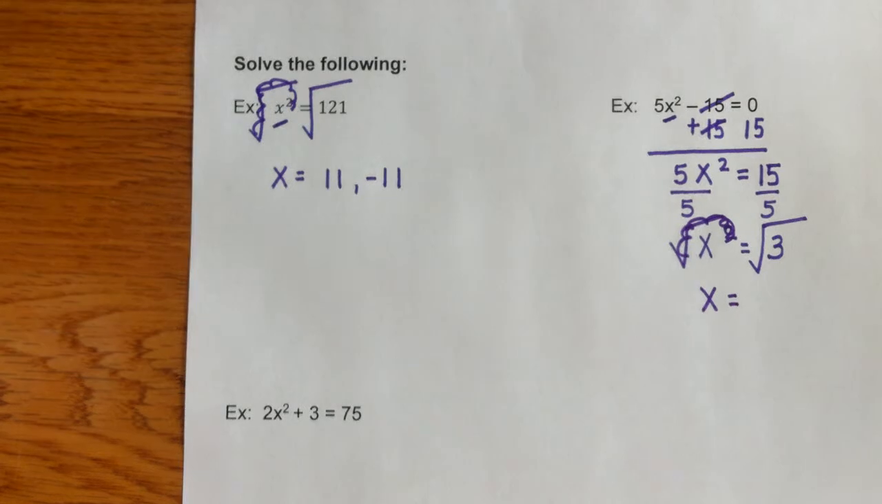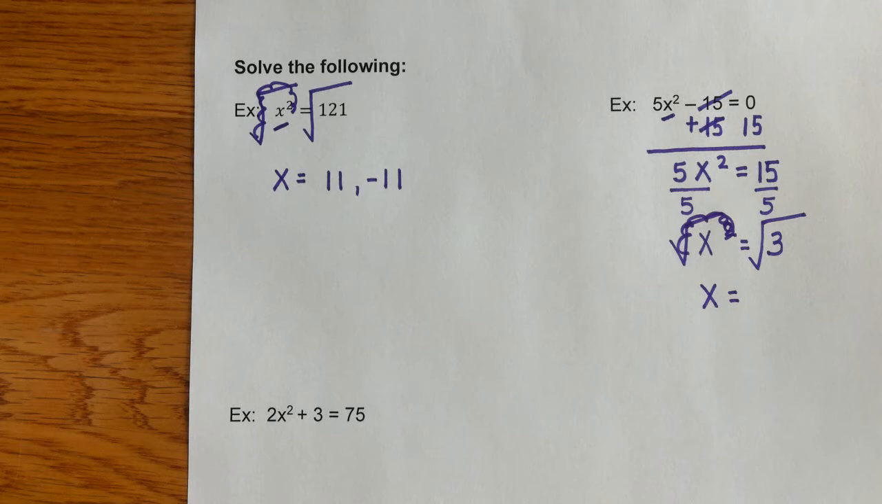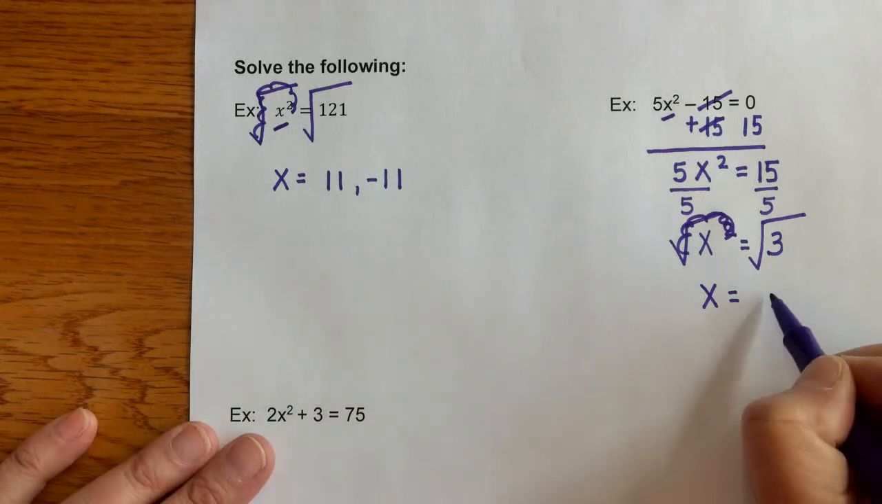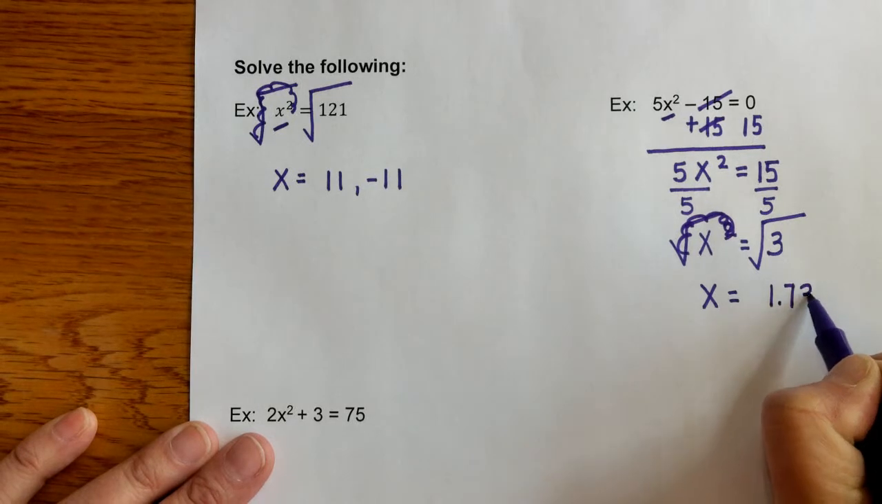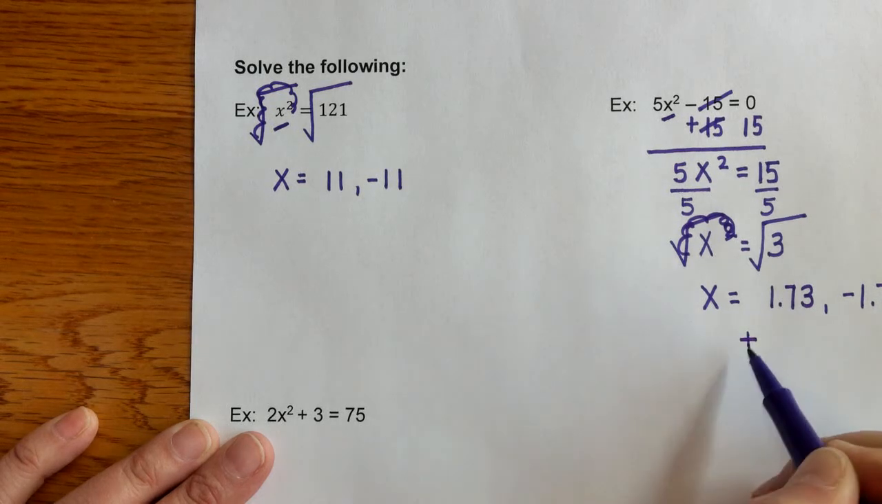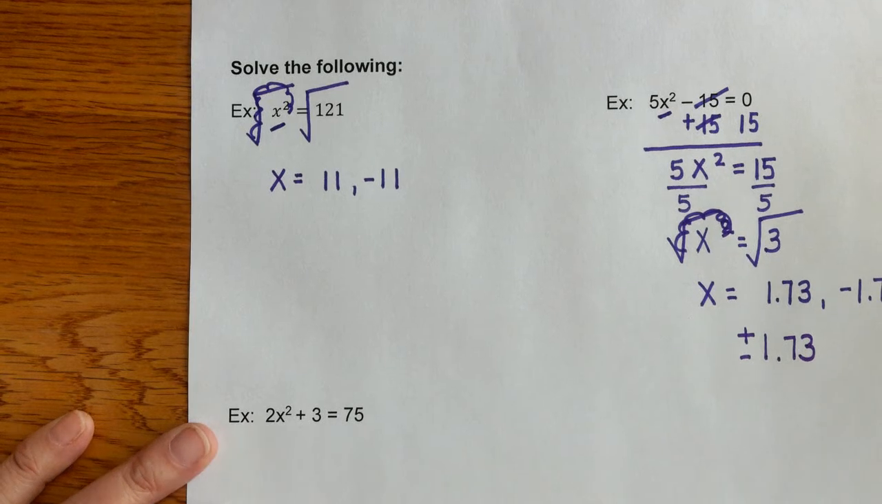Now we could leave it as square root of 3, but you'd have to put a positive and a negative in front of it. Let's just get a decimal approximation. So we are going to find the square root of 3 is 1.73. But remember, you need a positive answer and a negative answer. And sometimes you'll see it written like this, plus and minus 1.73. That means the same thing.